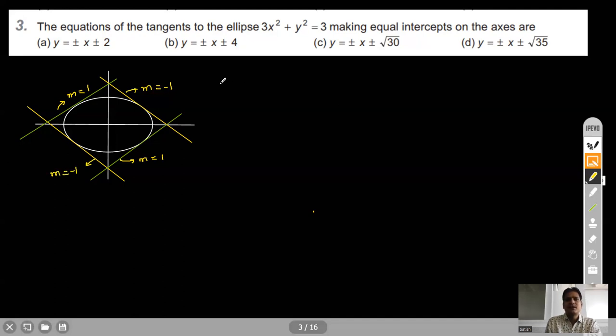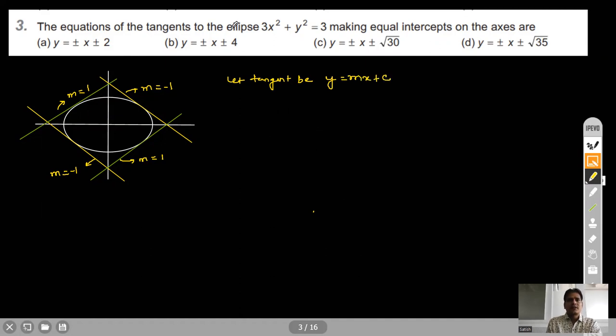So let me assume the equation. Let the tangent be, since I have to find the equation of tangent, I am assuming the equation of tangent to be y equal to mx plus c.